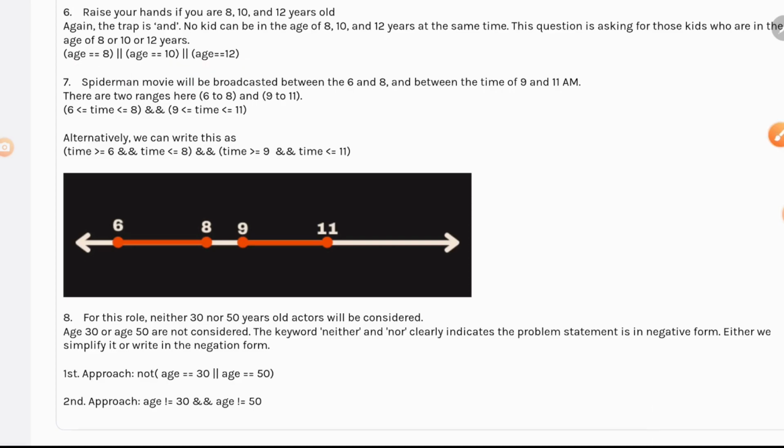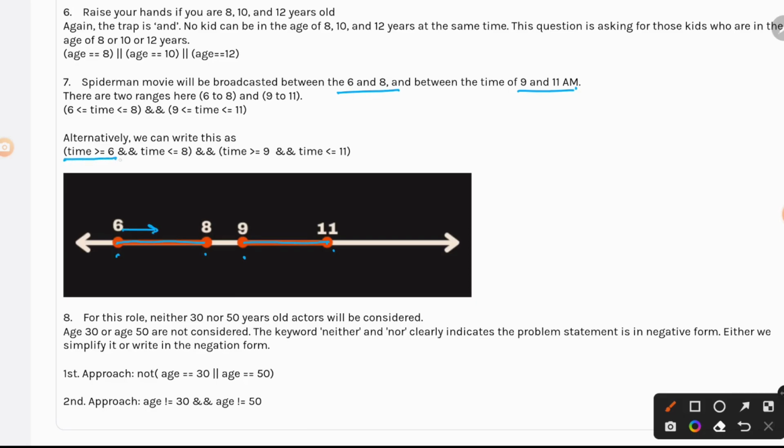Moving along. Next one is: Spider-Man movie will be broadcasted between 6 and 8 and between 9 to 11 p.m. So draw a line and mark it, and you can say between 6 to 8 and 9 to 11. So now we have two ranges, from here to here and here to here. Say time is greater than or equal to 6 on this side, and time is less than or equal to 8.